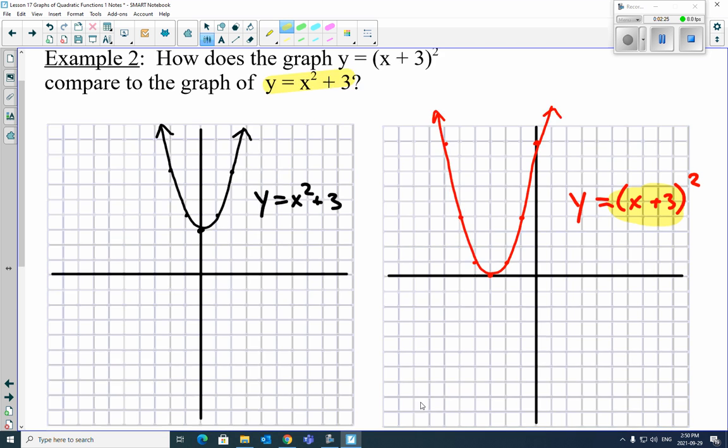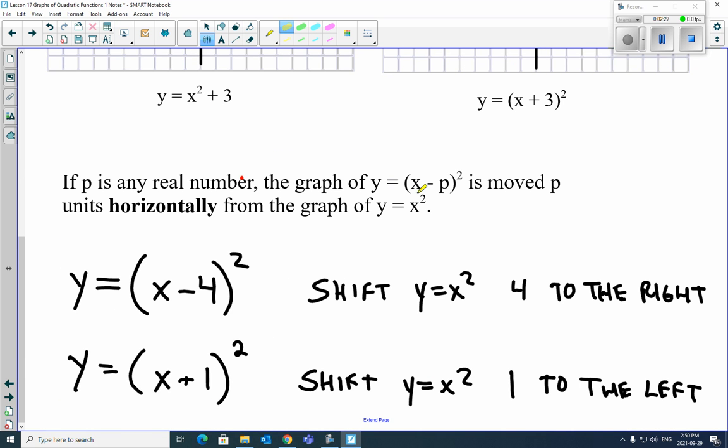Okay, so basic rule here: if it's on the inside, it shifts it horizontally. So y equals (x minus 4) squared is going to shift it to the right. Remember, what number do you plug in here to make it 0? Positive 4. Here, y equals (x plus 1) squared. What number do you plug in there to make that 0? It's going to shift it 1 to the left. That's the only one that's kind of difficult because it's counterintuitive the way you see it. But just remember, what number am I plugging in here to make this thing equal to 0? Okay, so that's lesson 17.